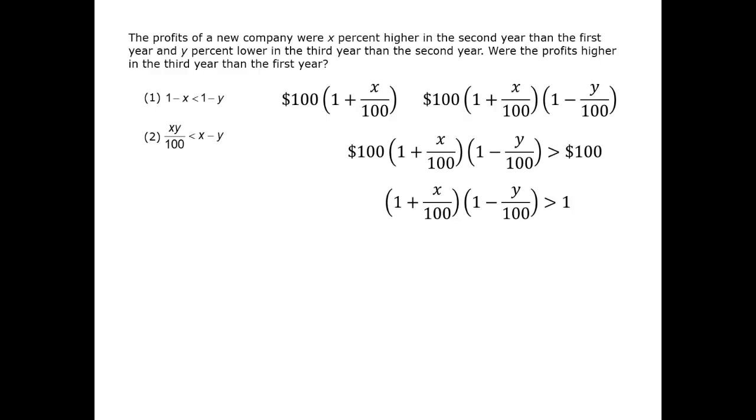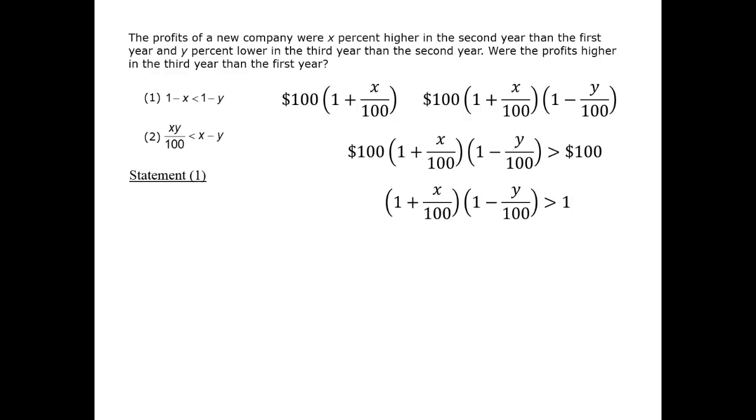Notice that the first year profits will cancel on both sides of this expression, whatever they are, so choosing $100 for the first year caused no problems. This last expression is what we want to know. It's what the question is asking us. Having done this, we can turn to the data statements, looking at them separately first.